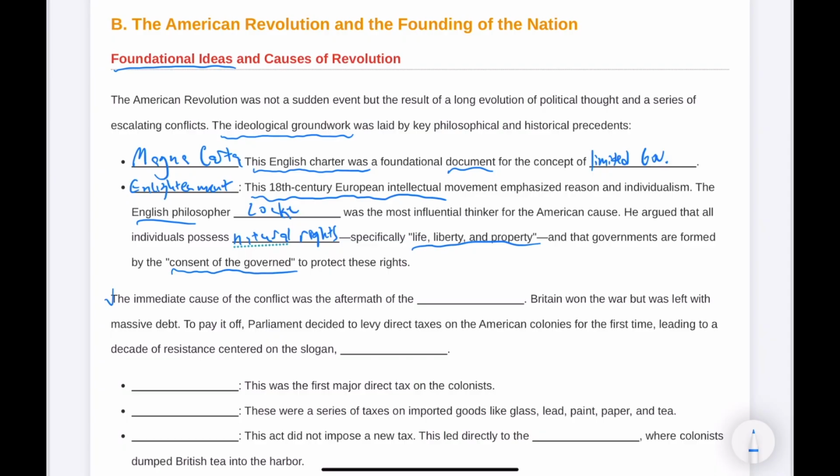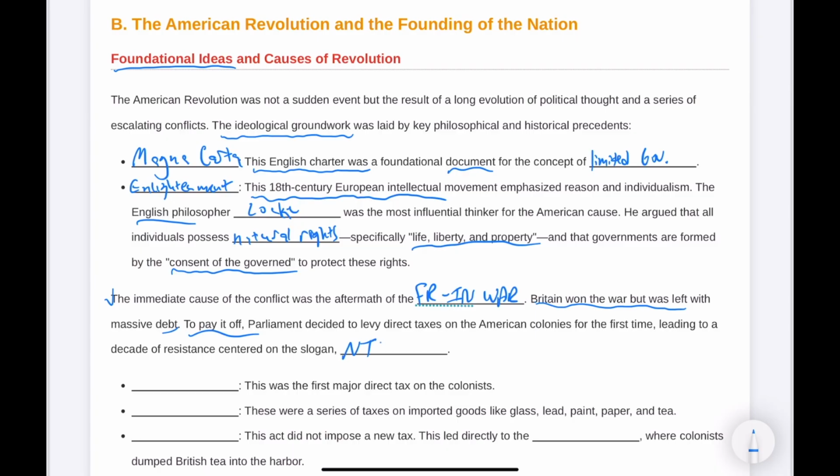All right, so here we go. The immediate cause of the conflict was the aftermath of fill in the blank. Let's keep on reading here. This is where Britain won the war, but was left with a large amount of debt. So the war was the French and Indian War. All right, now, in order to pay off the debt, Parliament decided to levy direct taxes on the American colonies for the first time ever. And this led to a decade of resistance centered on the slogan, "No taxation without representation."